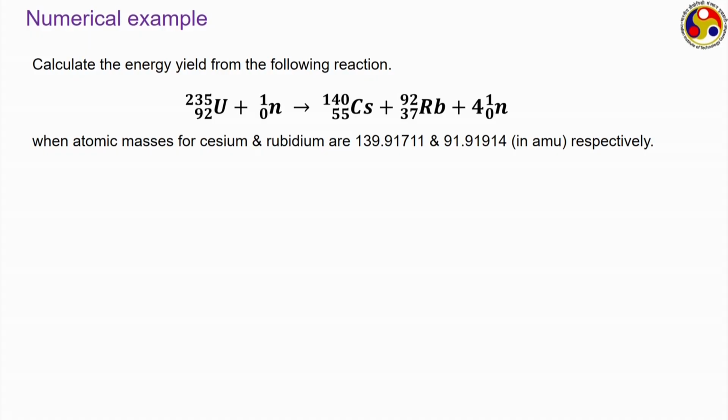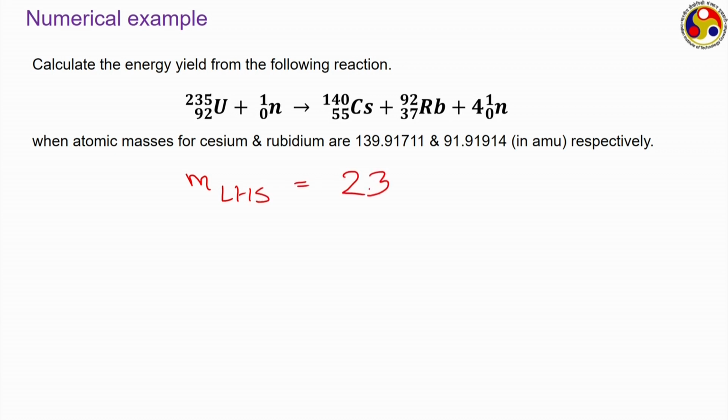Here let us try one numerical example. I have taken a sample reaction where uranium-235 is being struck by a neutron, leading to the formation of cesium and rubidium, and also 4 further neutrons are released during the reaction. So, let us try to solve this. The atomic masses of cesium and rubidium are already available here. We know that the mass of U-235, which was present in one of the earlier slides, is 235.0493 AMU.